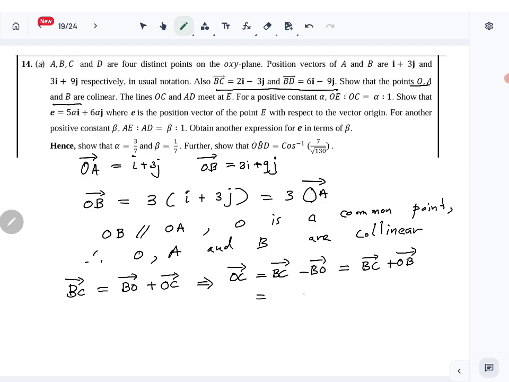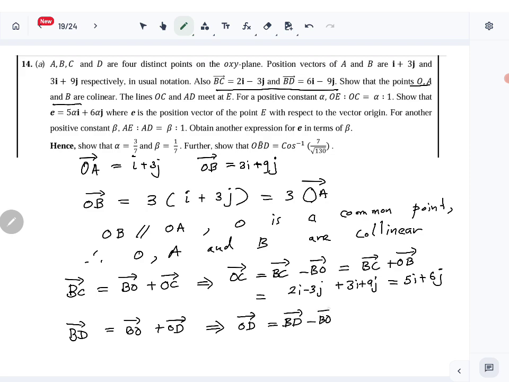So then what is OC? BC is 2i minus 3j. OB is 3i plus 9j. So OC is 5i plus 6j. Right. We'll also find OD. We might need it. Yeah, we need it. Here we have something with AD. So we'll find the OD vector also quickly using the BD vector. BD can be written as BO plus OD vector. So then OD vector is BD minus BO, which is the same as BD plus OB vector.